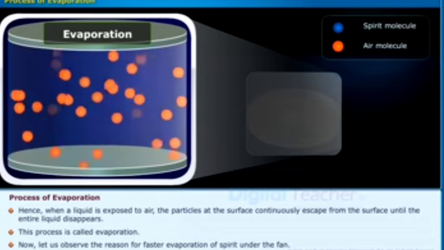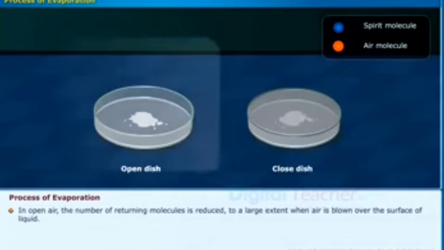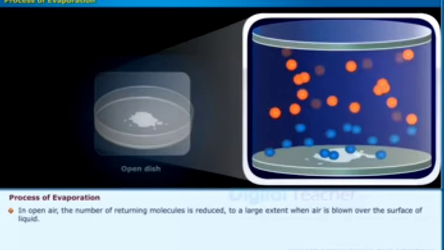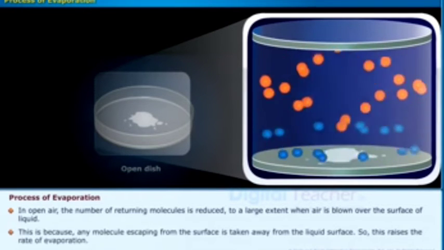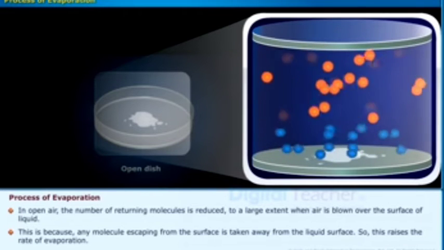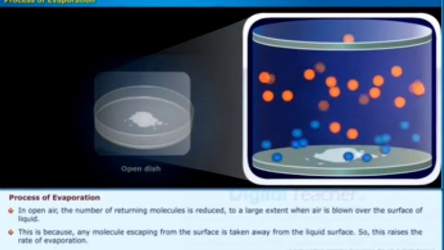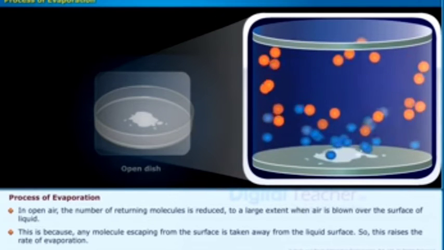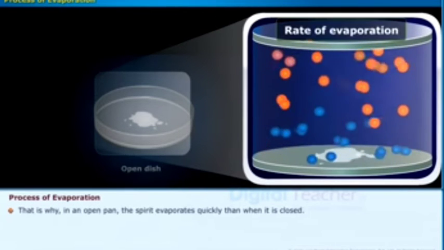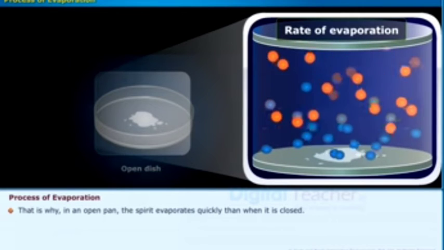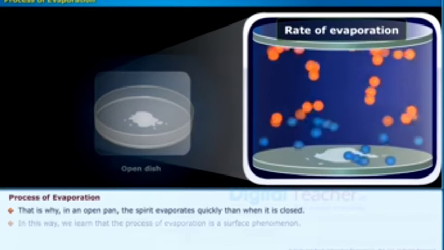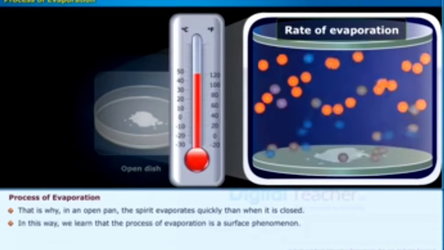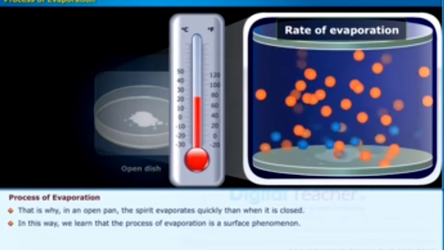Now, let us observe the reason for faster evaporation of spirit under the fan. In open air, the number of returning molecules is reduced to a large extent when air is blown over the surface of liquid. This is because any molecule escaping from the surface is taken away from the liquid surface, so this raises the rate of evaporation. That is why in an open pan, the spirit evaporates quicker than when it is closed. In this way, we learn that the process of evaporation is a surface phenomenon.